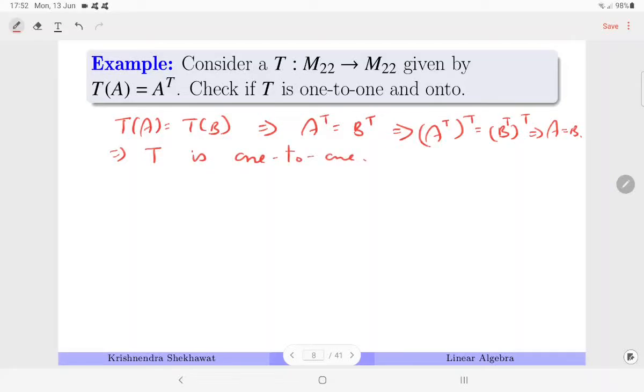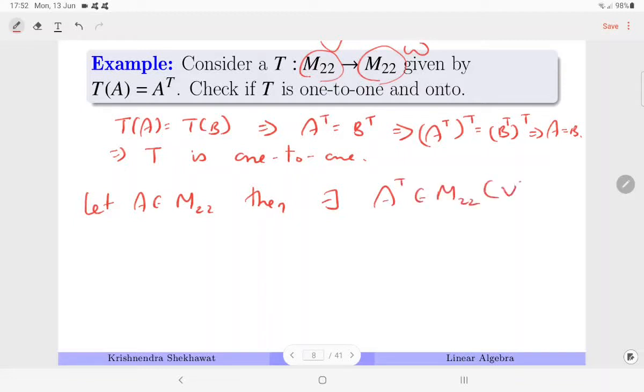For onto, let's say this is my W, this is my V. So I must start with: let A belong to M22. Then if A is any matrix, its transpose always exists. So then there exists A transpose belonging to M22, where M22 is V, such that T of A transpose is equal to A, because I know that T of A transpose means A transpose of transpose.